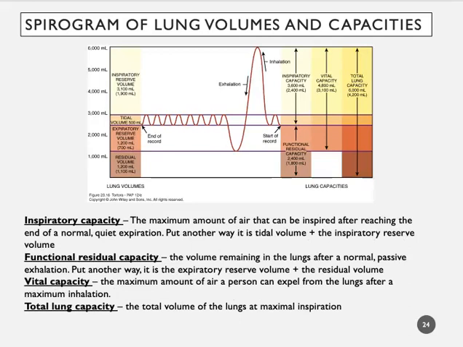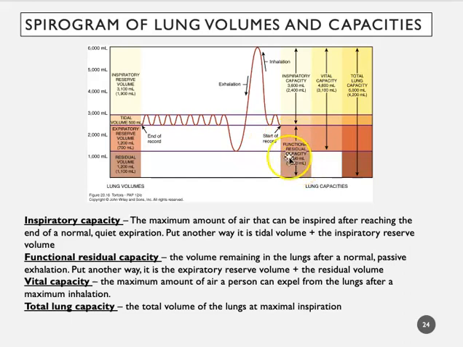A few other definitions. Inspiratory capacity, right here. This is the maximum amount of air that can be taken in after reaching the end of a normal quiet expiration. So we breathe out normally, and then we take one giant lungful of air. Mathematically, it's simply the tidal volume plus the inspiratory reserve. There's something called the functional residual capacity. That's the amount of air remaining in the lungs after a normal passive exhalation. So that's just this: the expiratory reserve plus the residual volume.